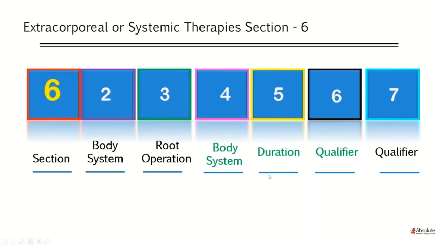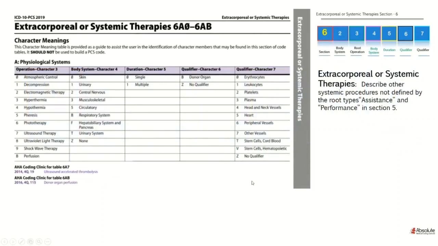All right, so we know we're in the correct section, Section 6, if in your PCS manual, you're in the extracorporeal or systemic therapy section. And what is it? This will pretty much describe other systemic procedures not defined by the root types assistance, performance, and restoration, right? So basically, if it's not coded in Section 5, it's coded here. Okay, so that's an easy way to regard it.